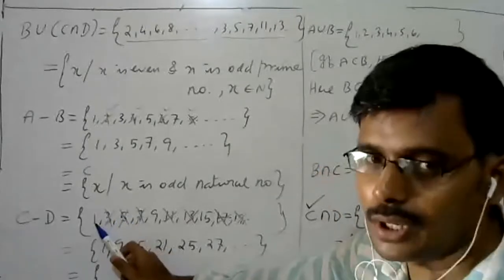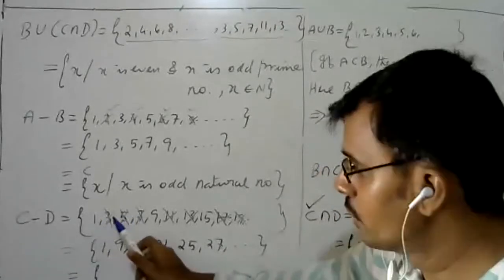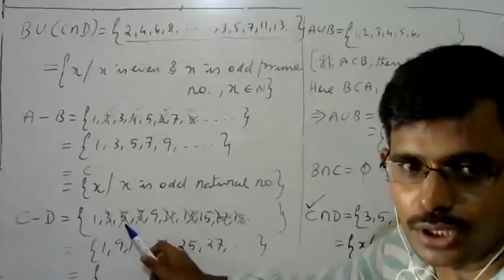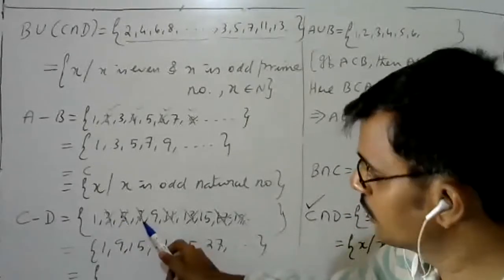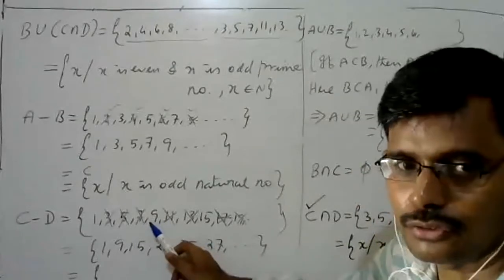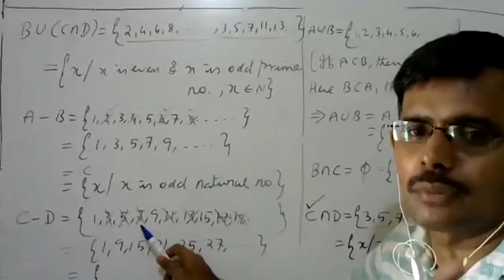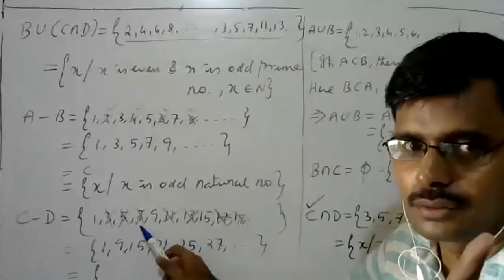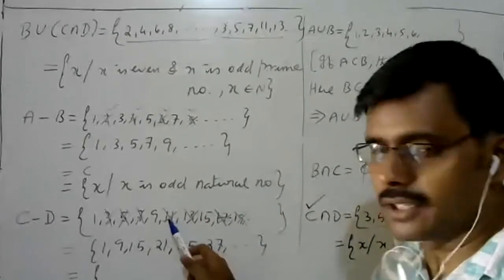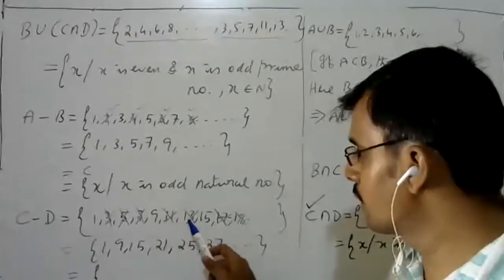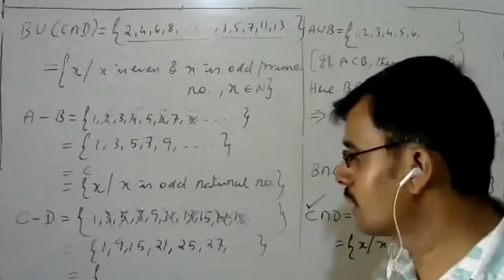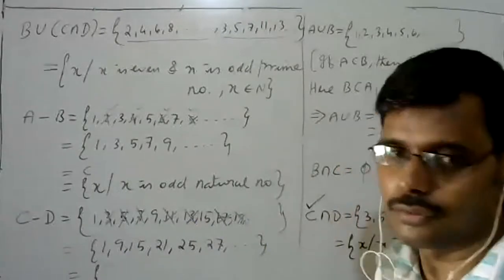1 does not belong to your D. 3 belongs to your D, remove that. 5 belongs to D, remove that. 7 belongs to D, remove. 9 does not belong to D, check that. D is already given in the problem. 9 is not in your D, so don't remove. 11 is in your D, remove. Similarly 13, 17, 19. Take the remaining elements. This is the roster form.